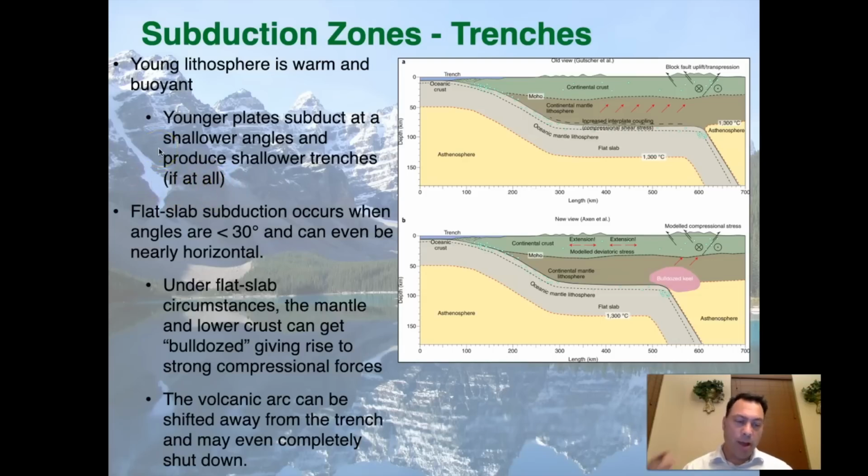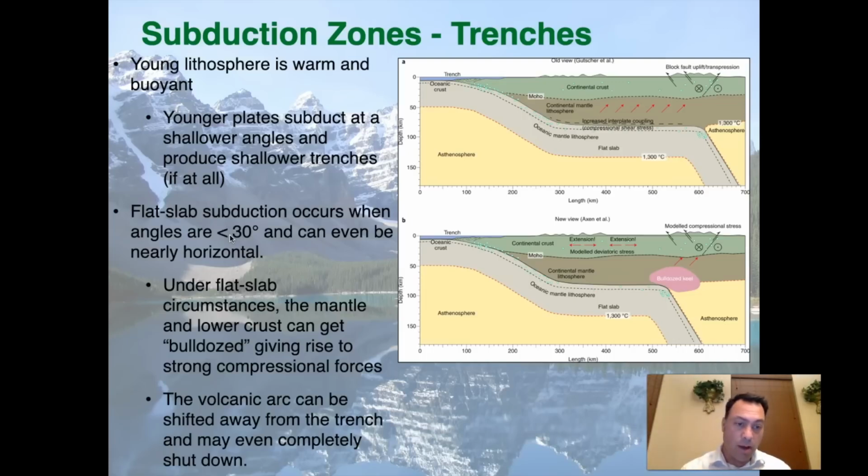And when this happens, when you have it really shallow, you can create something called flat slab subduction. So flat slab subduction occurs when angles are less than 30 degrees. So instead of it coming straight down, like what we saw at the Mariana Trench, sometimes it can come in and almost go straight horizontal.